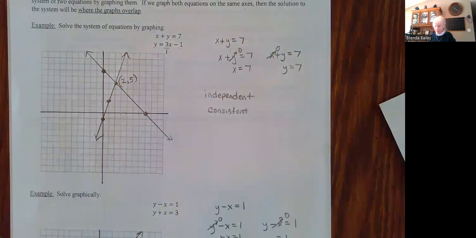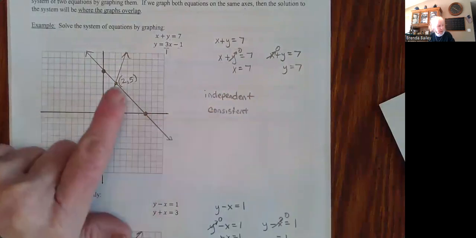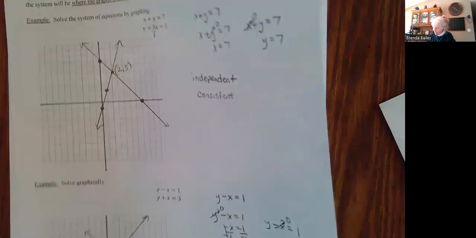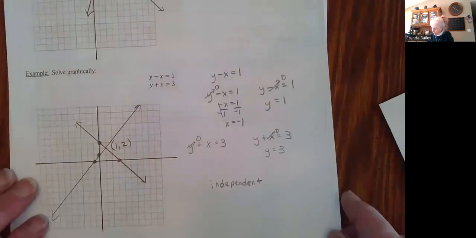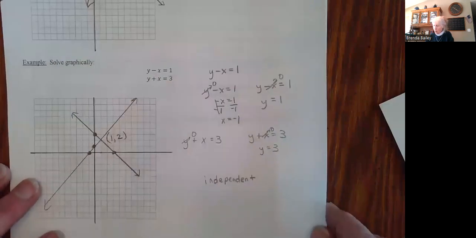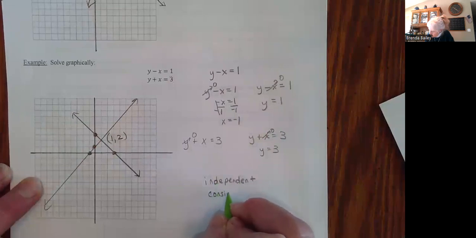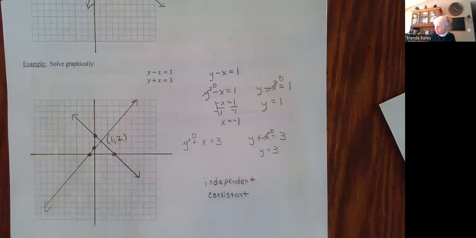Now, both independent lines and the consistent has got at least one solution. This one right here, one solution, so it's consistent. Okay. Independent lines, consistent, one solution.